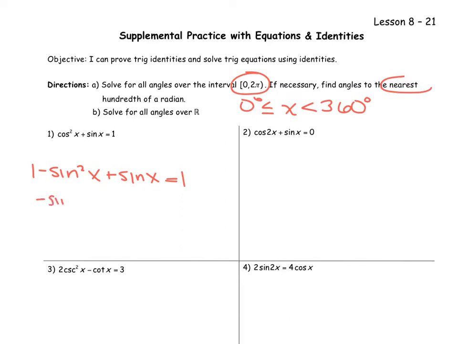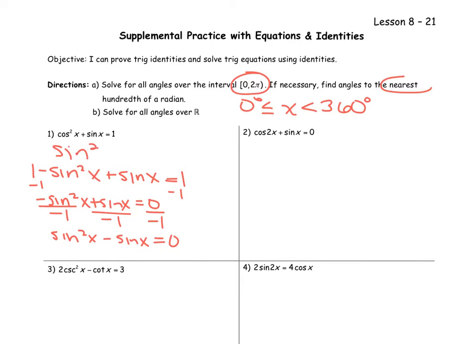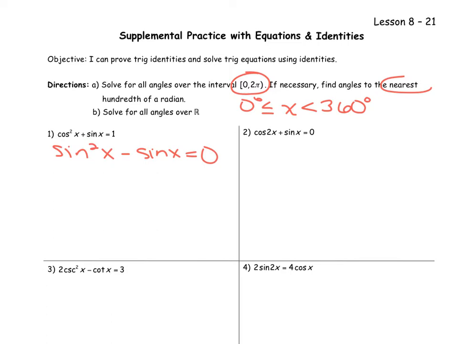So I have negative sine squared x plus sine x, subtract over the 1, which equals 0. I'm going to divide everything out by negative 1. That way I'm dealing with positive sine squared. So I have sine squared x minus sine x equals 0. All right, hopefully you have this written down. I'm just going to clean this up and use the information up top just so we have enough space here. Okay, and now I'm going to take out the GCF of the sine x, and I'll be left with sine x times sine x minus 1 equals 0. T-chart, I'll have sine x equals 0 and sine x equals 1.